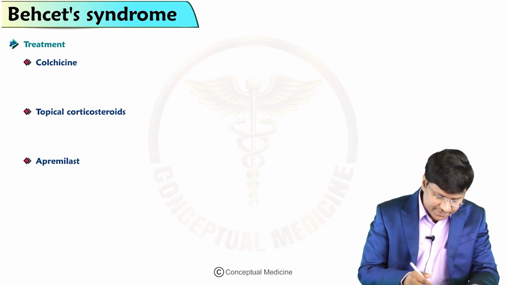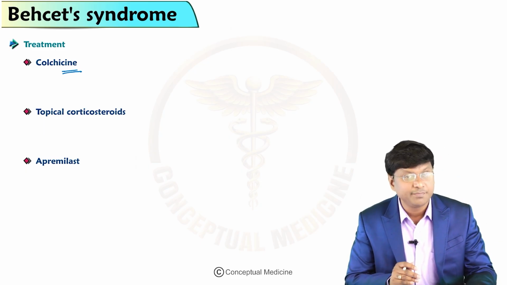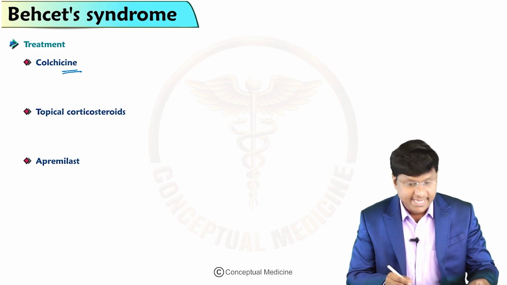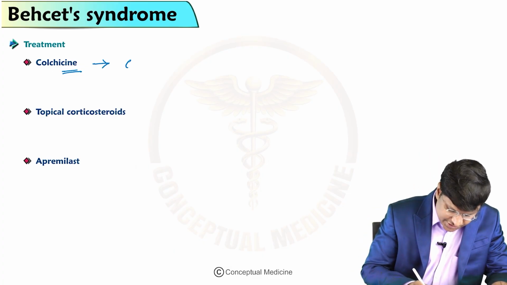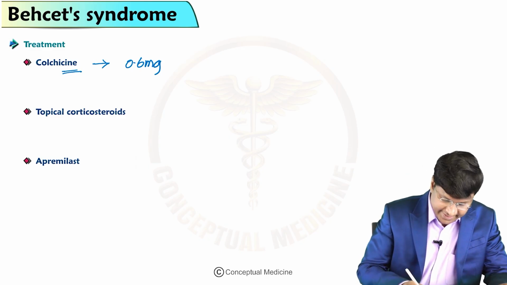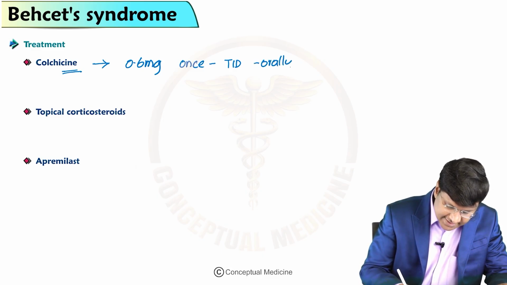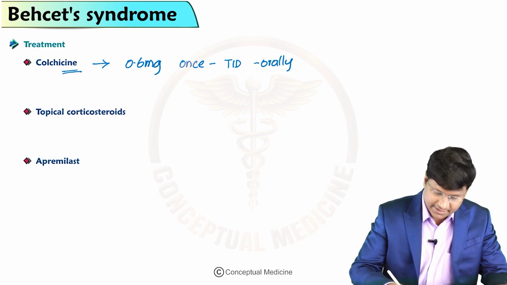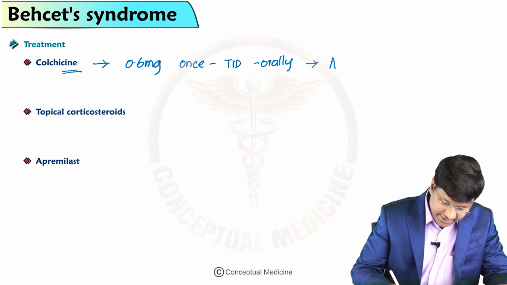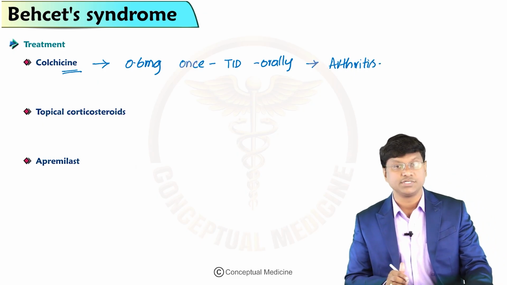Then how do you treat these patients? If you see the treatment, one of the very important drugs is colchicine. The dosage is around 0.6 milligrams, given once or thrice daily, and that too orally. Why is colchicine given? Mainly for reducing the pain. In patients with Behcets, they can have arthritis, so to reduce the pain, you can give colchicine.